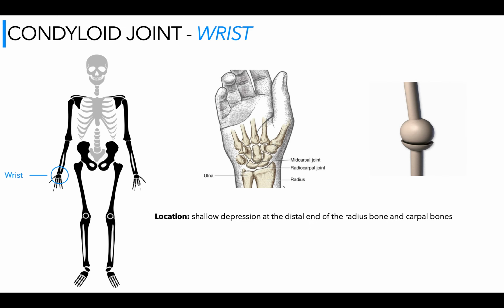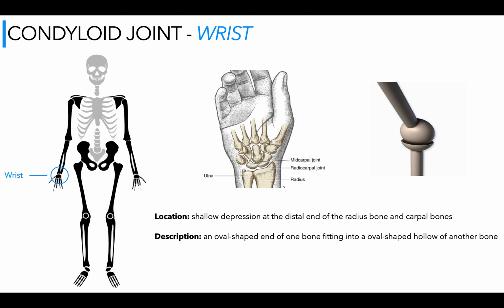The shallow depression at the distal end of the radius. So we know that this is at the furthest away from the midline. So this is at the opposite end of that radio-ulnar joint, and meets with the carpal bones. So how would we describe it?